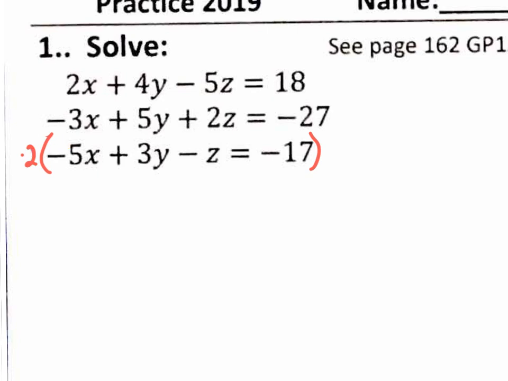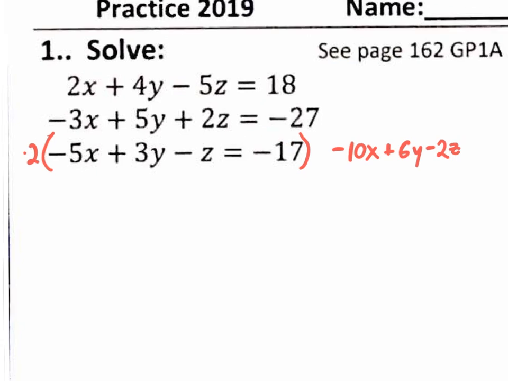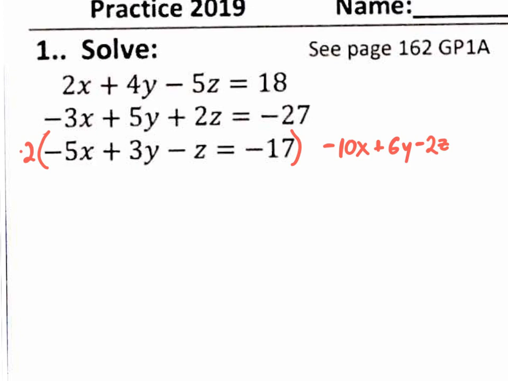What is 2 times negative 5x? That's negative 10x. What is 2 times 3y? That's positive 6y. And 2 times negative z, that's negative 2z, equals 2 times negative 17. 2 times negative 17 is negative 34. And we said that the middle one, we're going to just keep it exactly the same. Negative 3x plus 5y plus 2z equals negative 27.